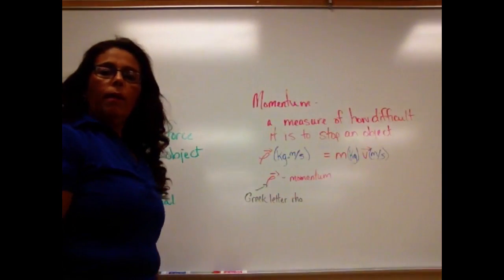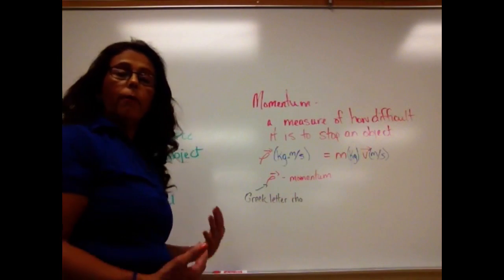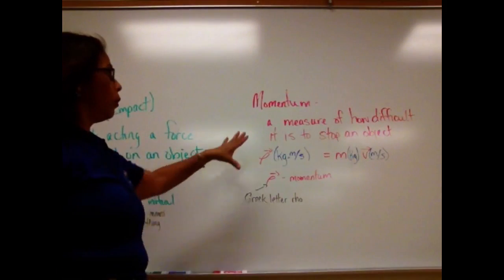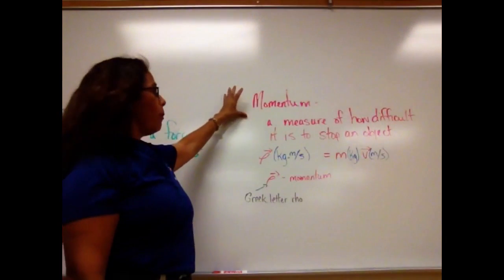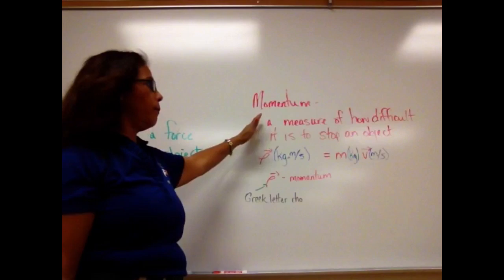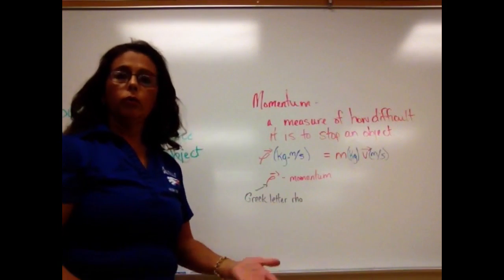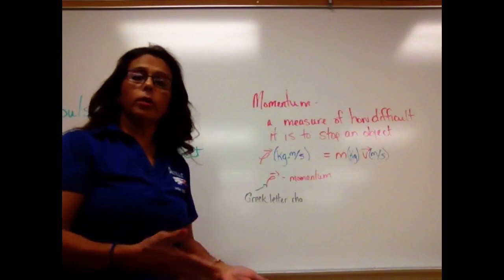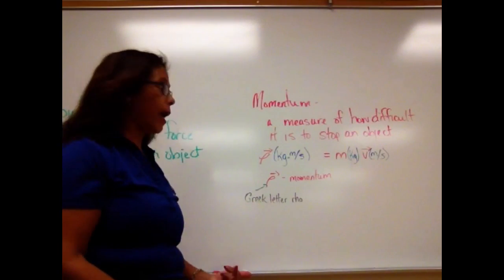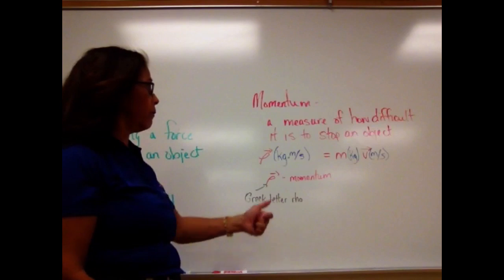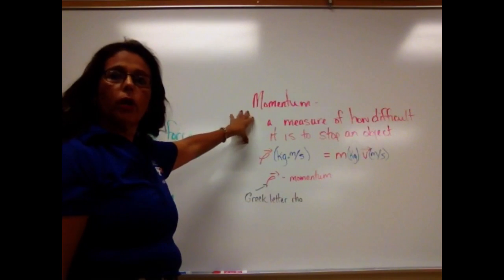Now, once we've exerted a force on an object, we talk about momentum. Momentum is a measure of how difficult it is to stop a moving object. Again, Newton's first law says an object in motion stays in motion until an outside force, or an unbalanced force, acts on it. Once it's in motion, we call that momentum.